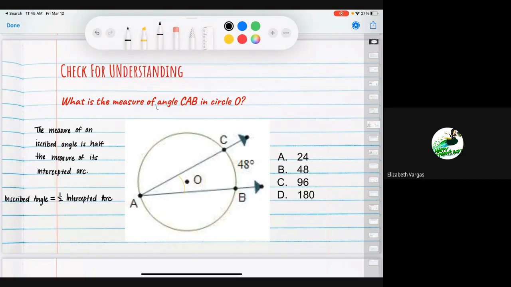A hint is that CAB is an inscribed angle. It's not a central angle, it's an inscribed angle. I see some of us answering the poll. Enter the poll or put it in the chat box. Just about 30 more seconds.